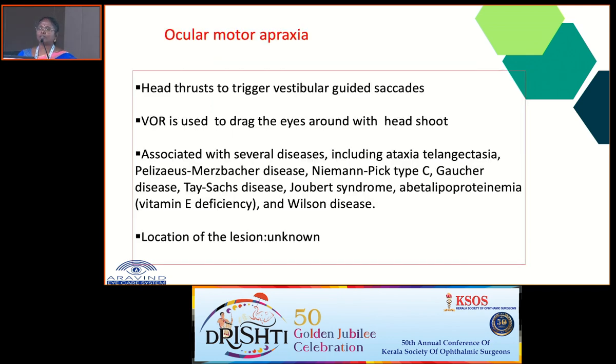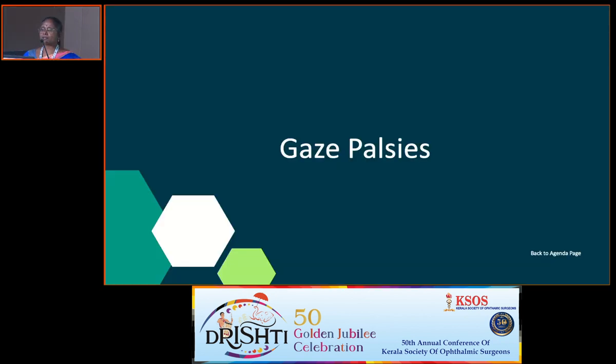The newer terminology is saccadic initiation failure. These head thrusts are there to trigger the vestibular guided saccades. And moreover, this is associated with several diseases. The location of the lesion is not known. Apart from that, you can have square wave jerks, opsoclonus, etc. The next is your gaze palsies.